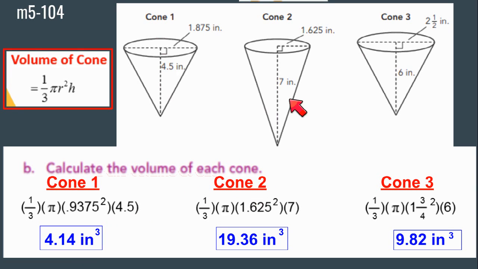Let's look at cone 2. They gave us the radius and the height, so we were just putting it in its place. Then we have 19 3600 inches cubed. Finally, for cone 3, we again had the diameter, so we had to cut that in half to get the radius, 1 3/4, multiply that by the height, which was 6, and get our answer of 9 8200 inches cubed. If you don't have a label, we need to make sure we fix that, okay?